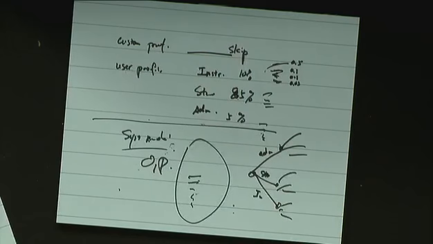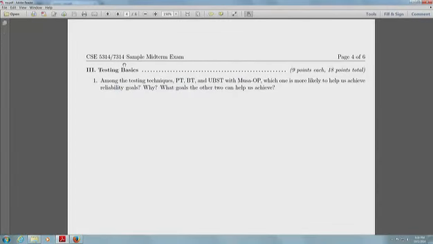Next one, let me go back to the picture. Among the testing techniques, PT, BT, and the UBST with MISO OP, which one is more likely to help us achieve reliability goals, and what goals can the other two help us achieve? This one is actually quite straightforward, because UBST really helps us with the reliability. The other ones help us with the coverage. So you basically discuss that.